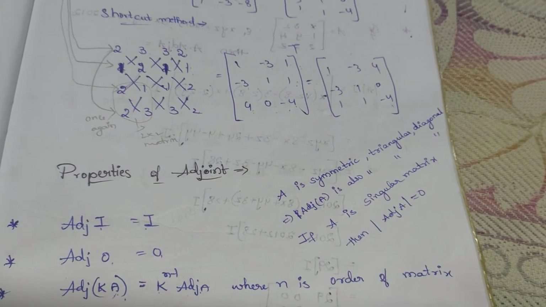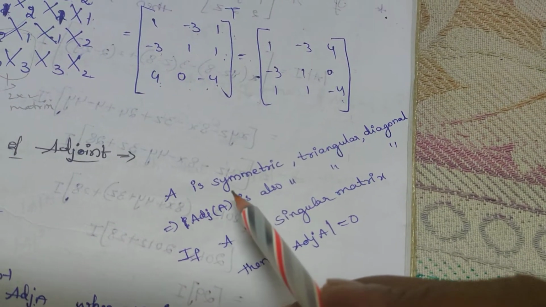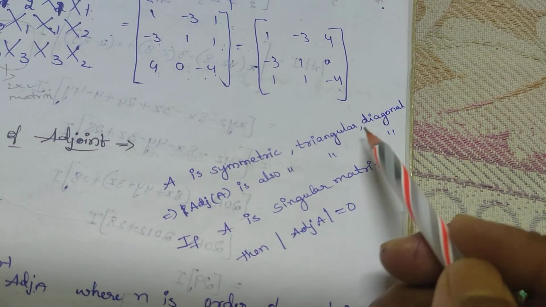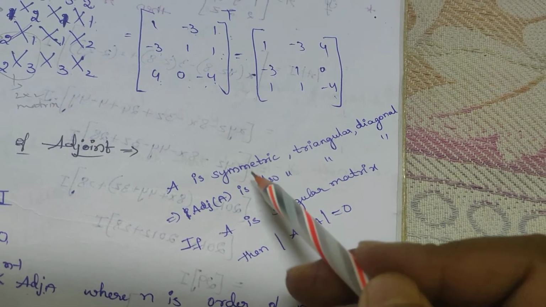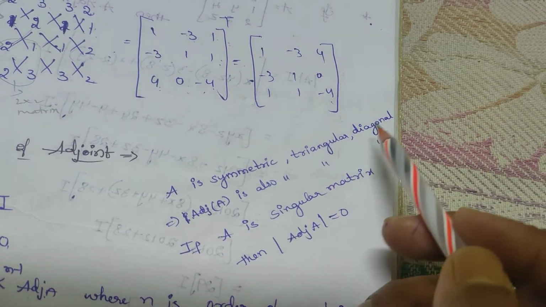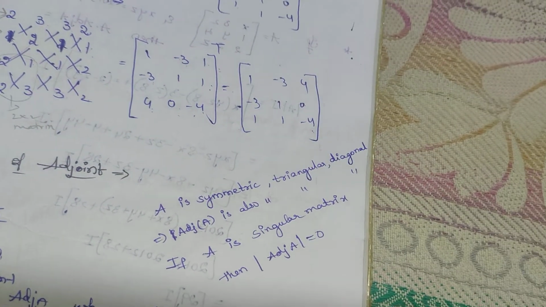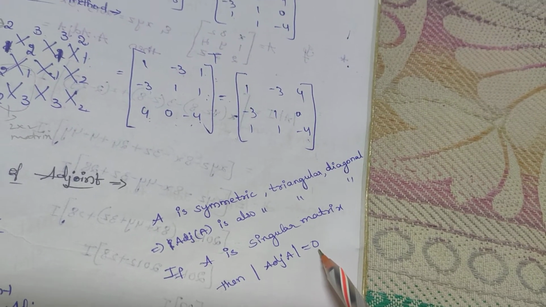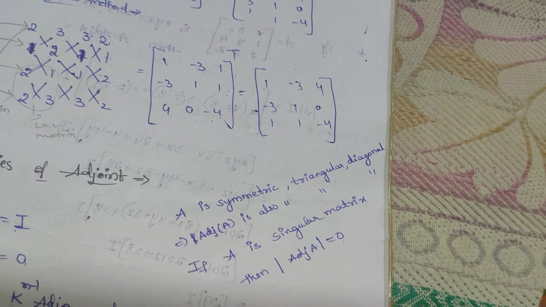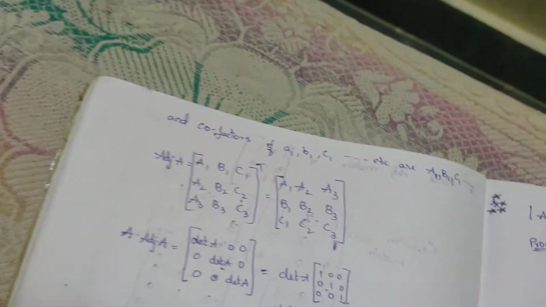We just follow this concept here. If A is a symmetric, triangular or diagonal matrix, then adjoint of A is also symmetric, triangular or diagonal. Okay, if A is a singular matrix, meaning determinant of A is equal to 0, then determinant of adjoint of A is also 0. Okay, next one, we take one example.